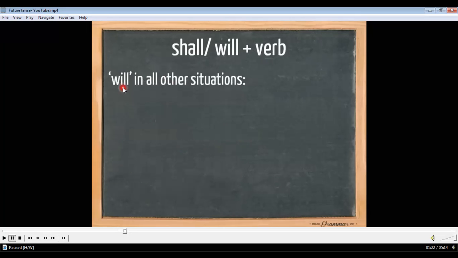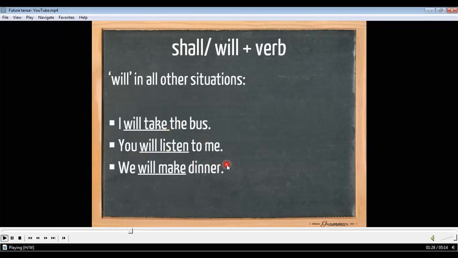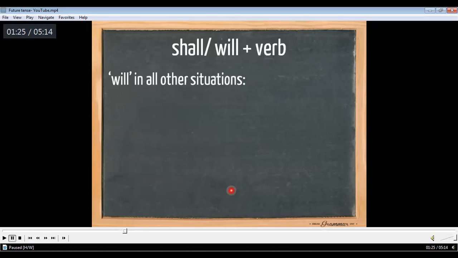So here it is, will in all other situations, like I have explained to you. I will take the bus. You will listen to me. We will make dinner, and they will drop by. These are the examples of affirmative sentences.